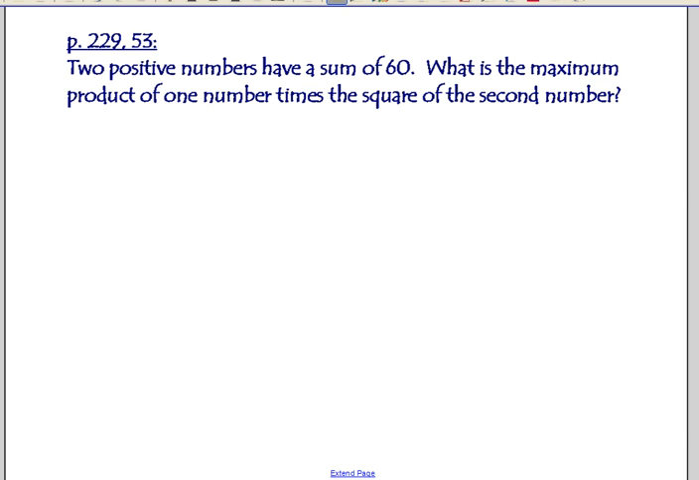Okay, this is problem number 53. It's a multiple choice question, but we really still need to work this out. And the question reads, two positive numbers have a sum of 60. What is the maximum product of one number times the square of the second number?